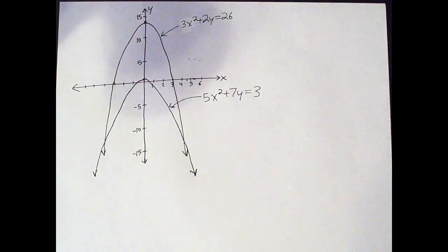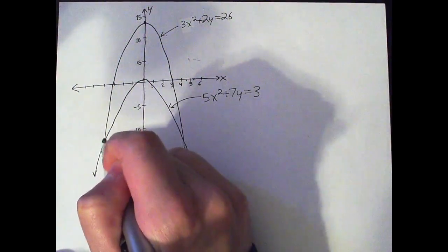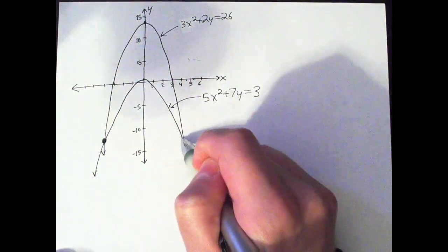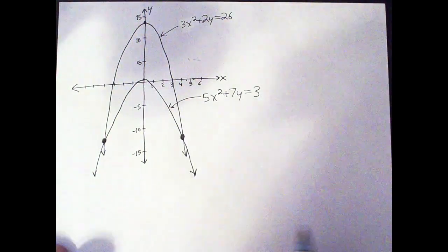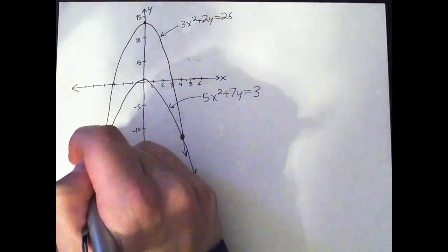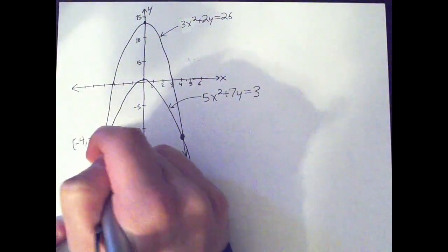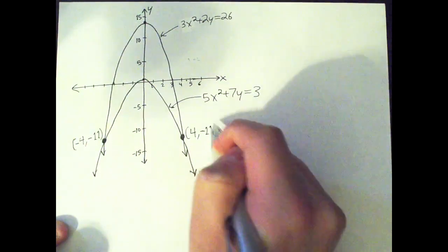And if we drew this perfectly to scale, which I probably didn't, we would find that there's a point of intersection here and a point of intersection here, and that those are the points -4, -11, and +4, -11.